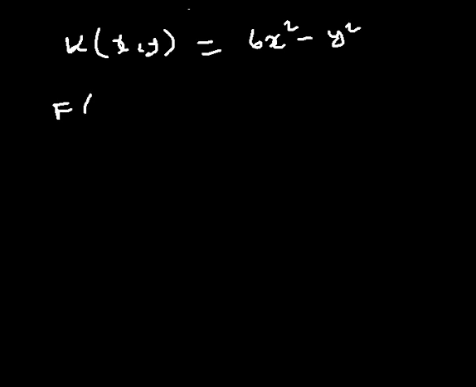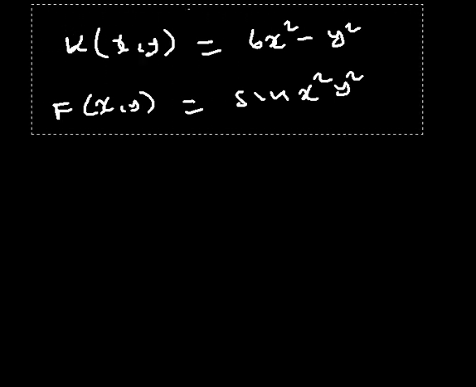We can have, let's say, k of x comma y, which is the same as 6x squared minus y squared. We can have that. And then we can have, let's say, f of x y, which is the same as, let's say, sine of x squared and y squared. So we have different examples of the multivariable functions, actually functions of two variables.